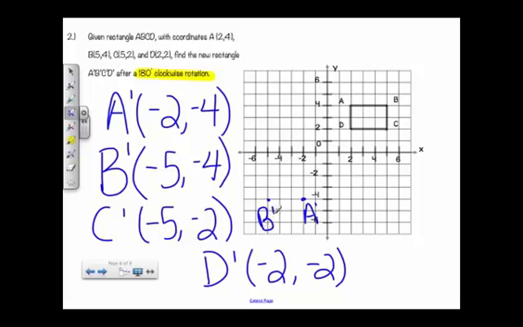C prime is -5, -2, so we'll go 5 to the left and 2 down. So this will be C prime, and then this will be D prime because I went to the left 2 and down 2. Okay, so this is C prime, and this is D prime. All right, so then I would go ahead and connect the dots, and this right here is my new rectangle.